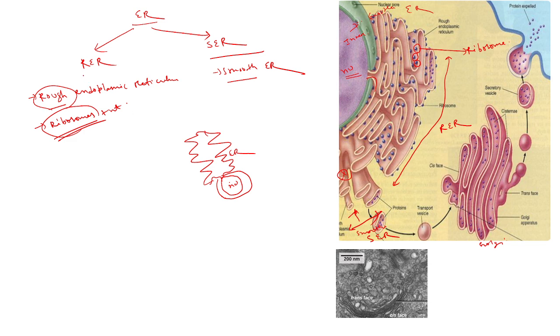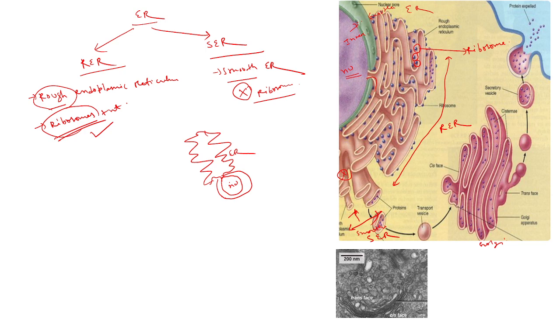This is called the rough endoplasmic reticulum because of the presence of the ribosome, and the smooth because they don't have the ribosome. So this is the main difference between the rough and the smooth endoplasmic reticulum.